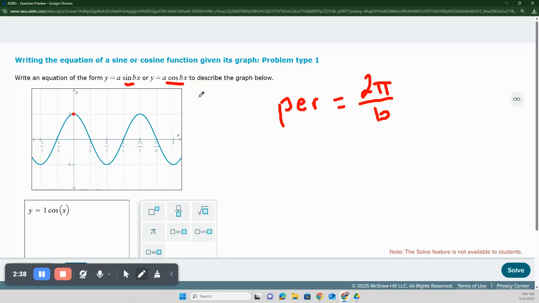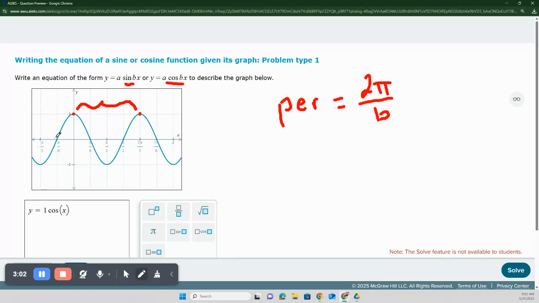Now, the period is the distance to make a full cycle. So if we started at the top, to make a full cycle, it's got to go all the way down to the bottom, then all the way back up, and from peak to peak, right here, this distance is the period. Now, you could also use from the bottom to the bottom.